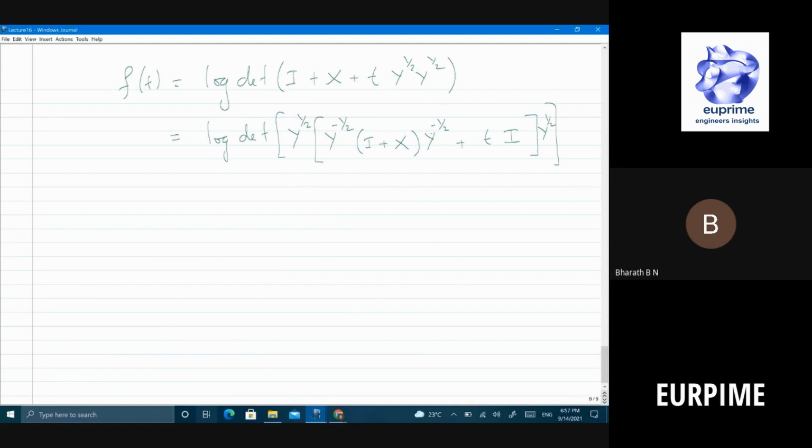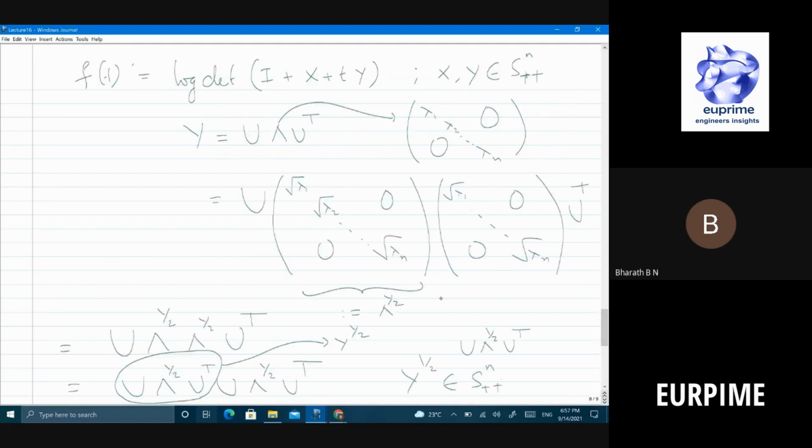So what is Y power minus half? It's the inverse of Y power half, right? It's U lambda power minus half U transpose. What is lambda power minus half? It's 1 by root lambda 1, 1 by root lambda 2, and so on, 1 by root lambda n. So when you multiply that by lambda power half, you'll get identity, right? I can do that because the lambdas are non-zero. If it is 0, it will get infinity and all that. That's why we need double plus here. All the eigenvalues are strictly positive.